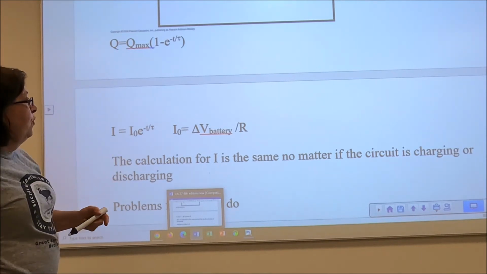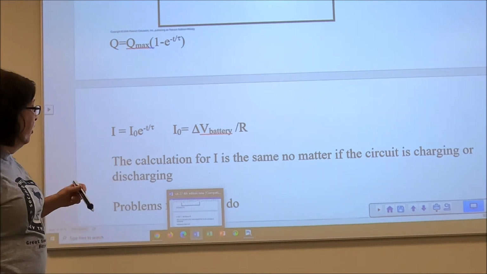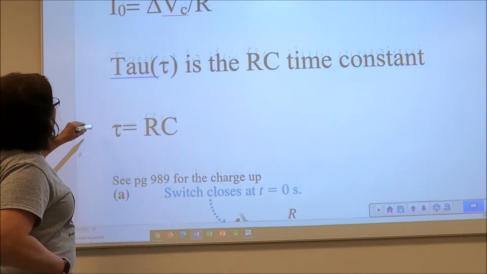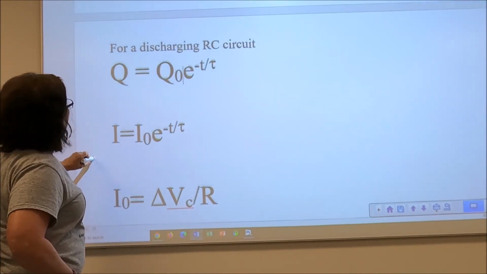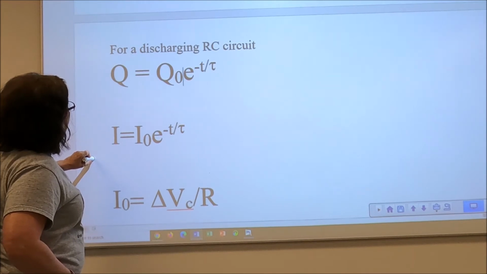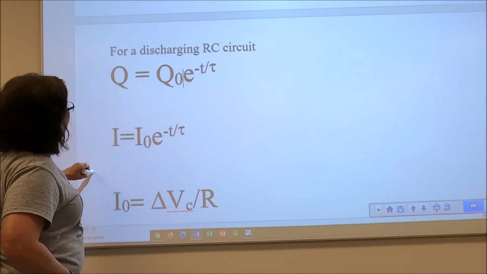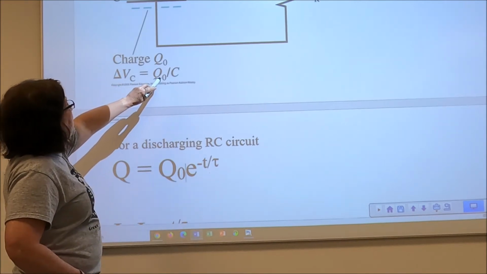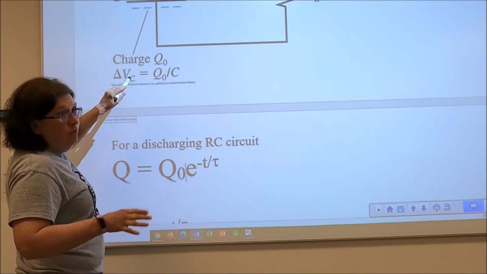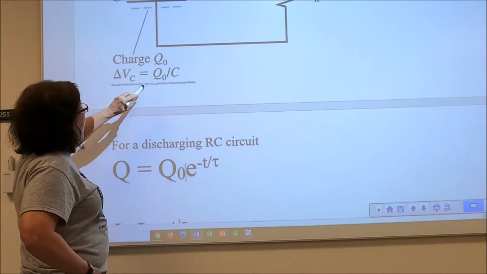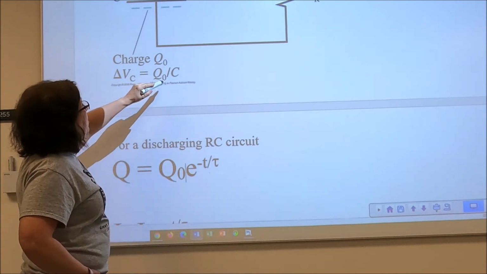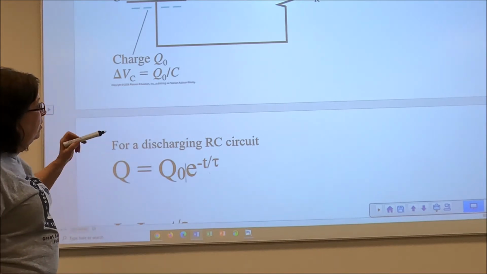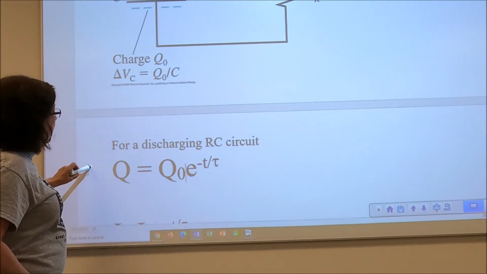So the calculation for the current is the same no matter whether the circuit is charging or discharging. Q max can be thought of based on the size of the capacitor. Delta V, what the voltage will be over the capacitor when it's maxed, is going to equal Q divided by C, the capacitance. So Q0 and Q max can be calculated the same way.